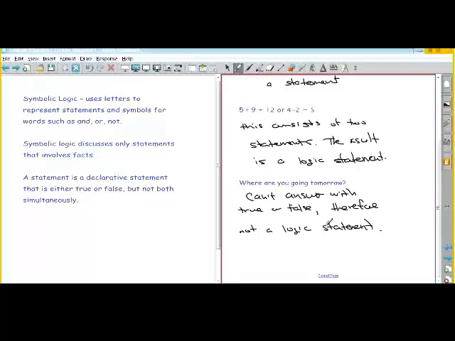It doesn't have to be logical. It just has to be a statement that could be answered true or false. Logic doesn't have to be logical.